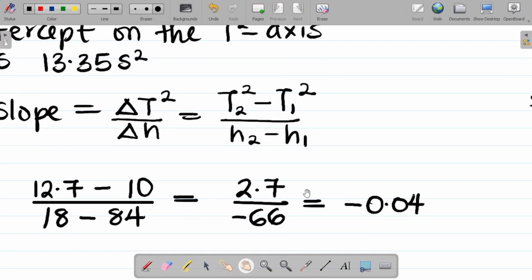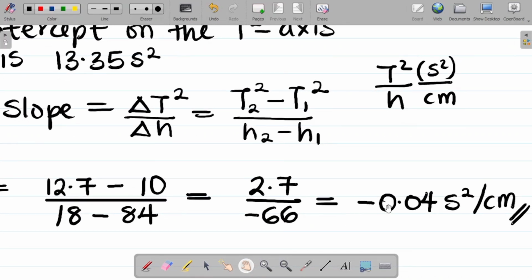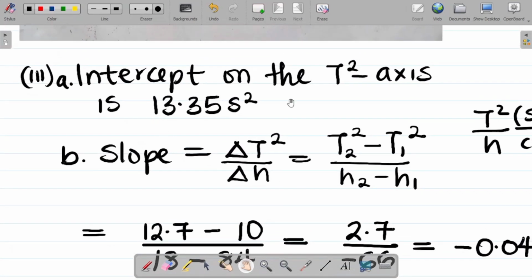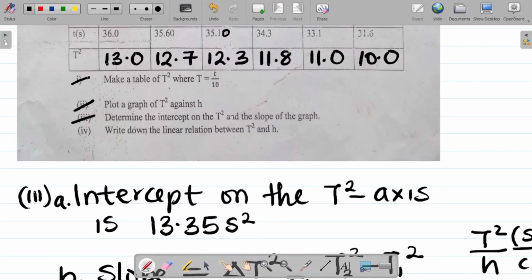Our next task now is, what is the SI unit of my slope? Now my slope is simply the change in t squared all over h. T squared is in second squared, and h is in centimeters. So that becomes second squared per centimeter. So this becomes the unit of the slope of my graph. Alright, so I've gotten my slope of the graph as minus 0.04 second squared per cm. I've also gotten the intercept on the t squared axis as 13.35 second squared. Alright, so with this, we can say we've answered question 3.